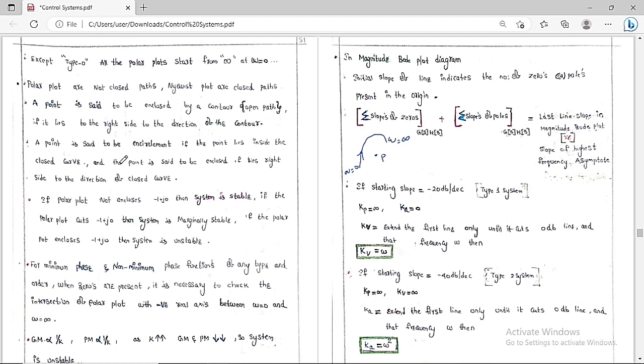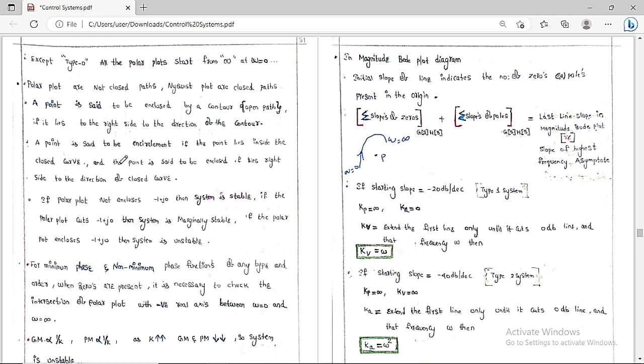The next point is, a point is said to be encirclement if the point lies inside the closed curve, and the point is said to be enclosed if it lies to the right side of the direction of the closed curve. Listen carefully. A point is said to be encirclement if it lies inside the closed curve, and enclosed if it lies to the right side of the direction of the closed curve. Same thing as the previous one. I have already told you.